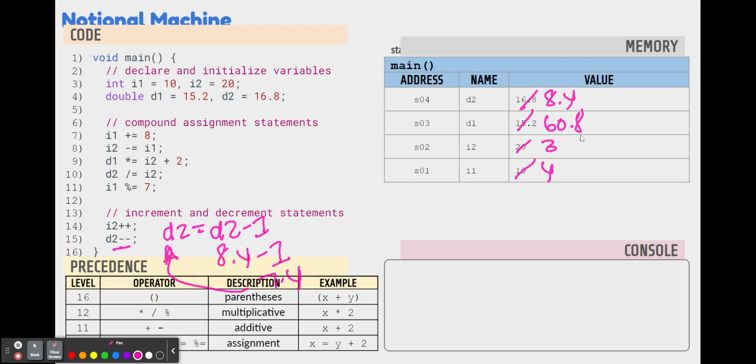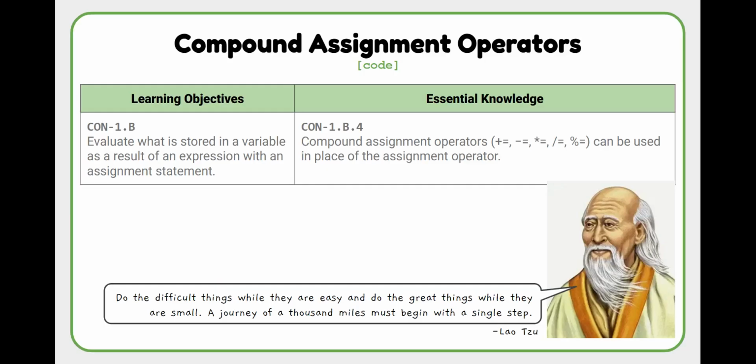That goes back into d2, and so now d2 changes to 7.4. Make sure that you are comfortable with all of that code before moving on to the next section. Our next topic is compound assignment operators. Our learning objective is evaluate what is stored in a variable as a result of an expression with an assignment statement.